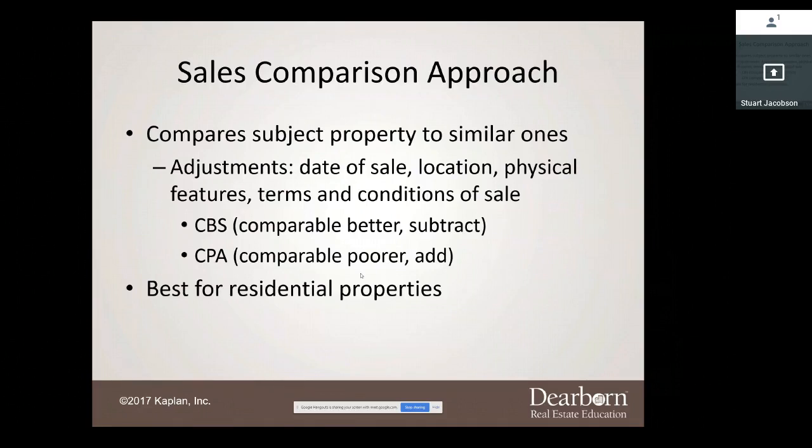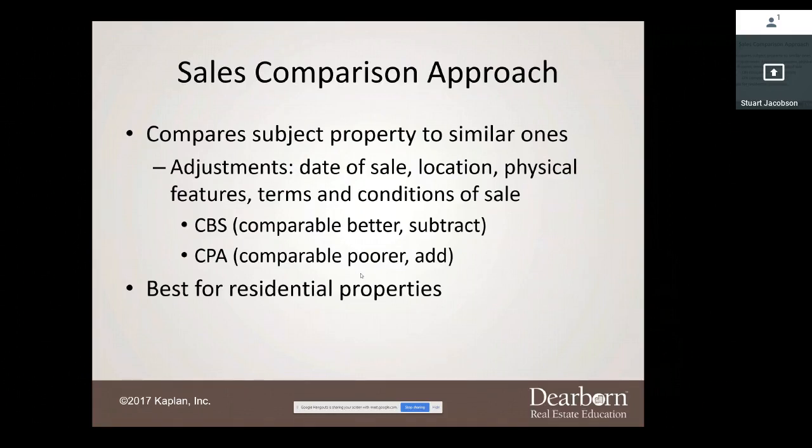Okay, so let's say my subject property is a 3-bedroom, 2-bath home, okay, in Freehold, New Jersey. Now, a property sold in Freehold about a month ago. It is similar to the subject property. So this is a comparable that is sold that is similar to the subject property. It is a 3-bed, 1-bath.